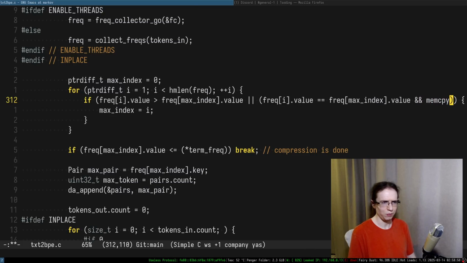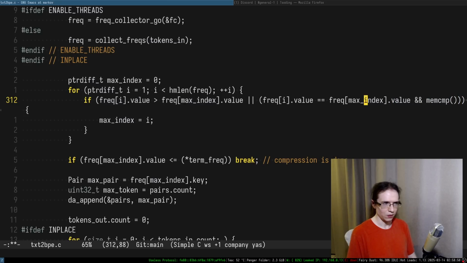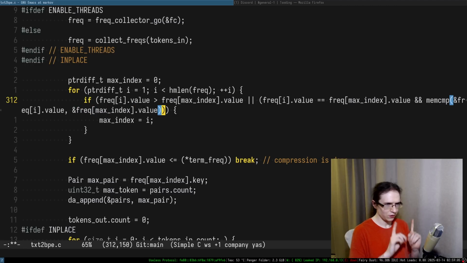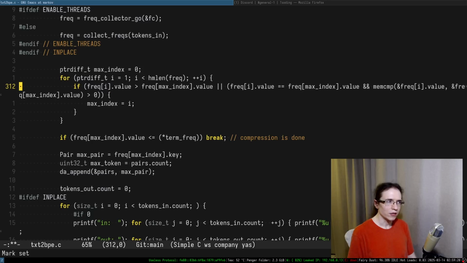So we can actually use memcmp, and we take this thing, and now let me put the stuff in here. We have to actually take a pointer in here. If the frequencies are equal, we take a maximum between keys already. And if the key is greater than the max value, only then we're reassigning it like that. So that will hopefully make it a little bit more consistent.